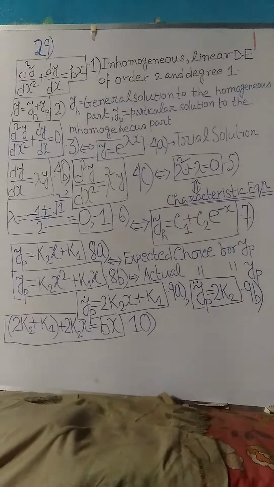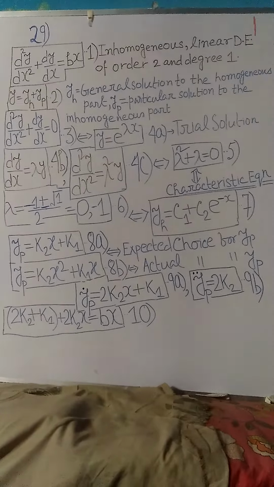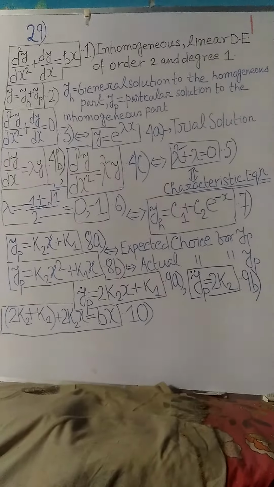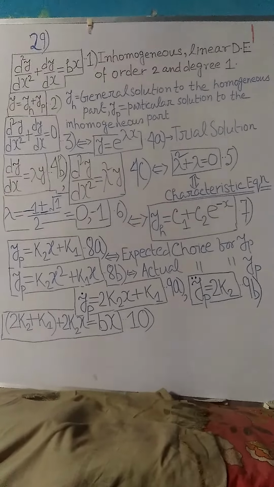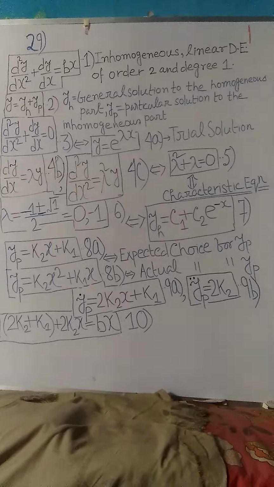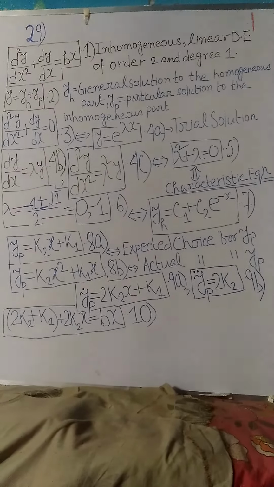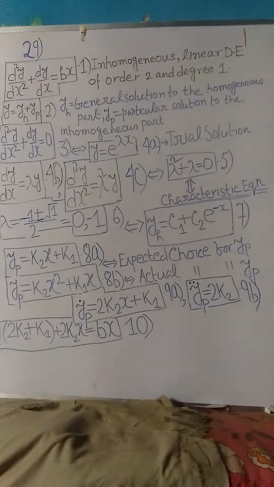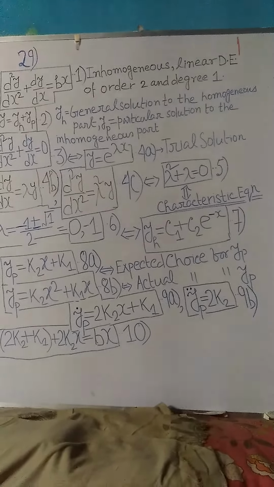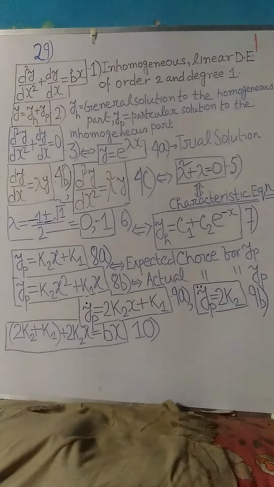Now starting the solution, the given differential equation, which is an inhomogeneous linear differential equation of second order and first degree, is written in equation 1. The general solution to such a differential equation is expressed as the sum of the solution to the homogeneous part and a particular solution to the inhomogeneous part, which is given in equation 2.